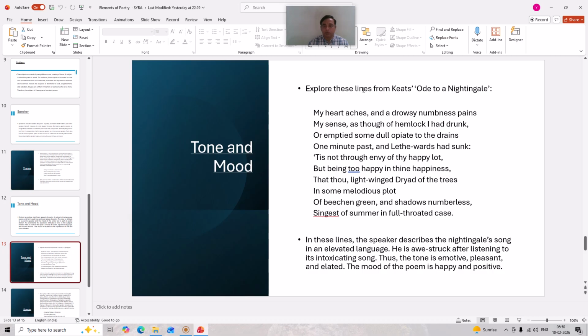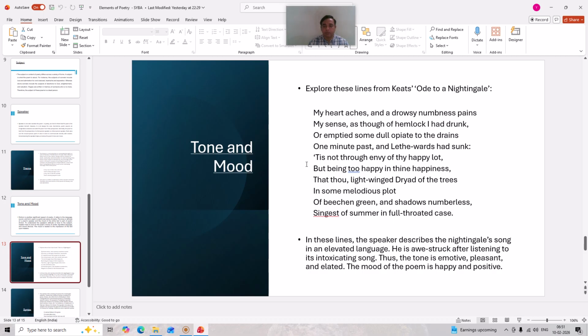When we explore these lines from Keats' Ode to a Nightingale, we understand what kind of tone and mood a poem can have. Let us see the example. My heart aches, and a drowsy numbness pains my sense, as though of hemlock I had drunk, or emptied some dull opiate to the drains.